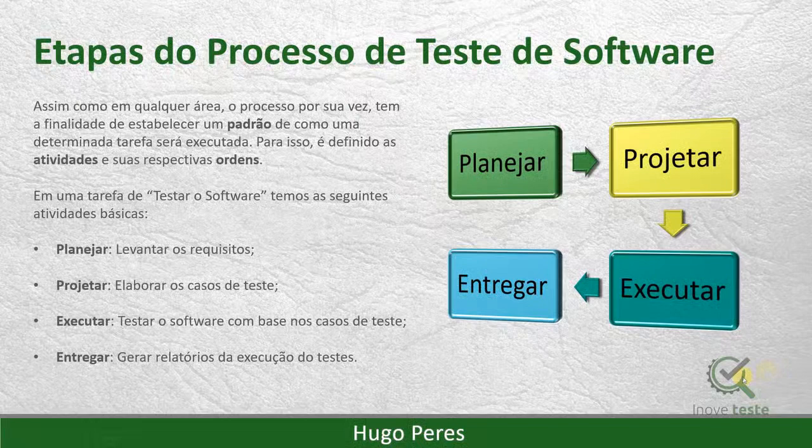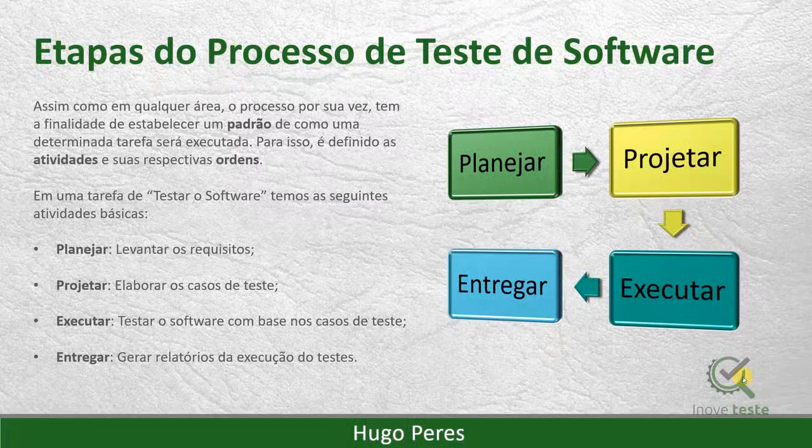And after everything is tested and validated, you deliver the result through execution reports of the test, showing which scenarios have passed, which scenarios have failed, and there the team can identify where the failures are to be corrected.